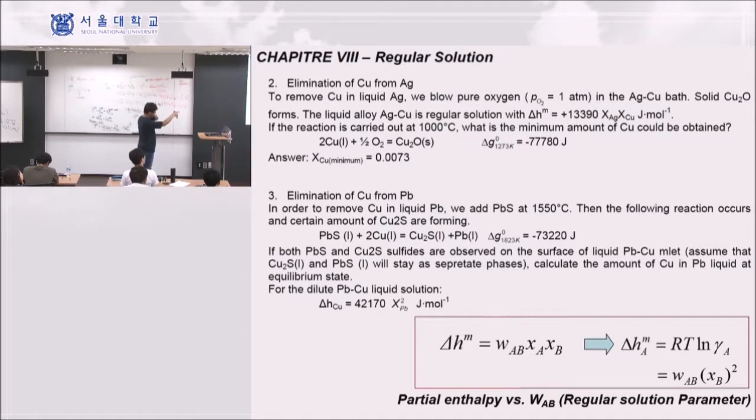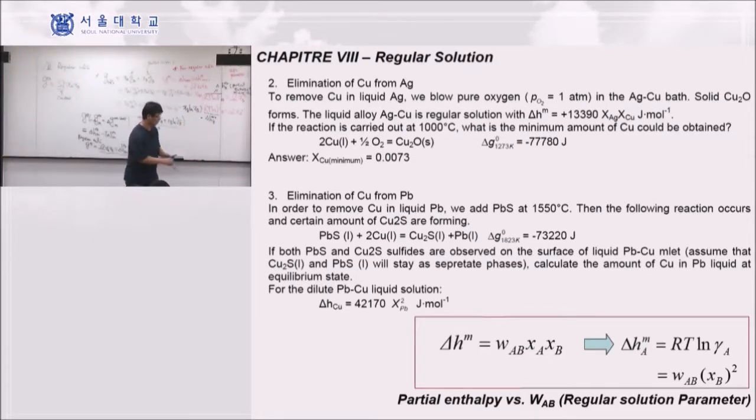And we have this. So delta H Cu, now look at this. Delta H Cu equal to 42170 times mole fraction of X B square. So that's the other one here. So this one, in fact, is the partial enthalpy of mixing of A. So this is partial, and this one is the partial enthalpy of mixing of B. That's the information here.